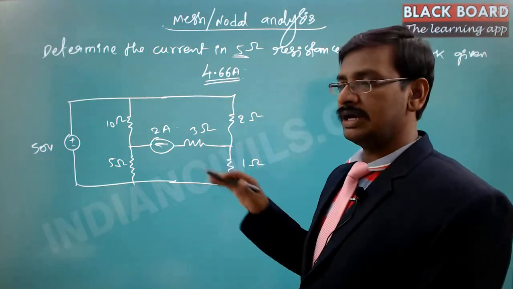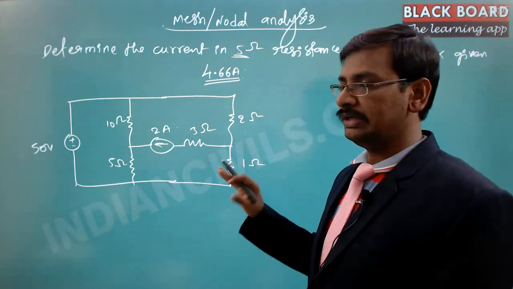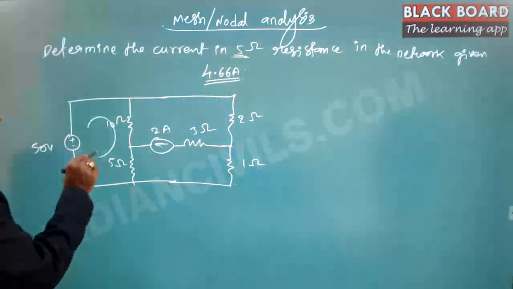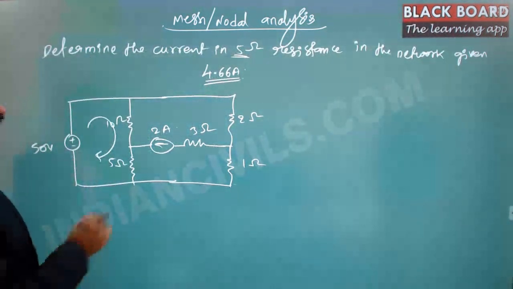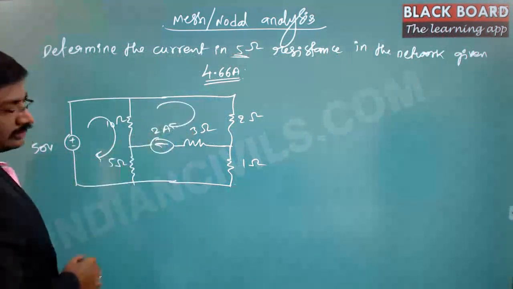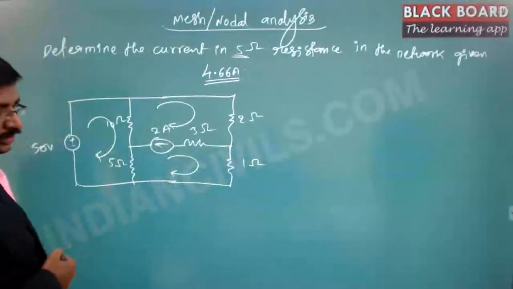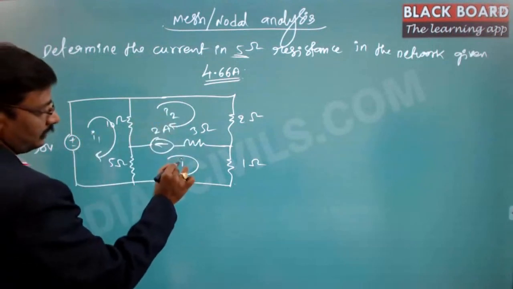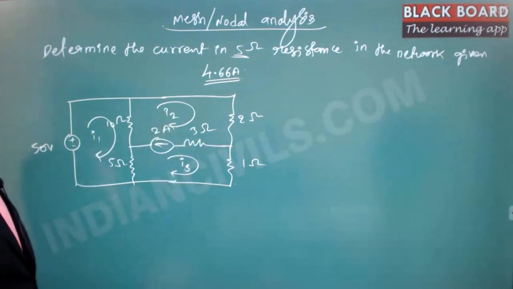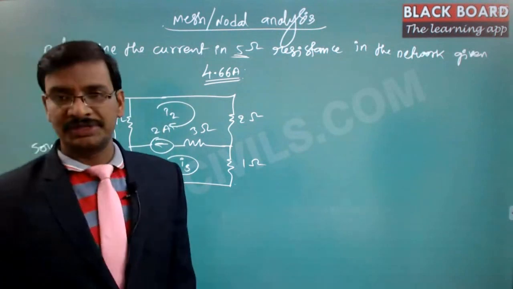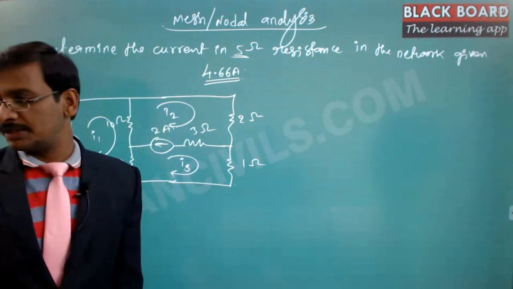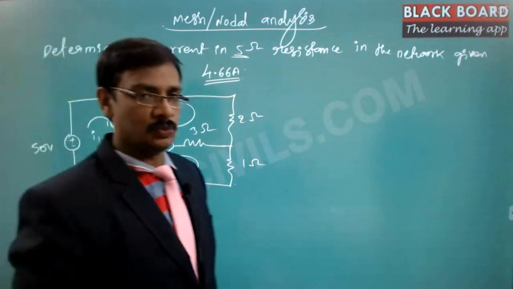So here you need to take care clearly of the current sources and voltage sources. Suppose you take one loop like this, and then there is one more loop current like this, and one more loop current like this. Then this is I1 and this is I2 and this is I3. Now 3 equations you can form, as there are 3 different currents present, hence you have to form 3 different equations.